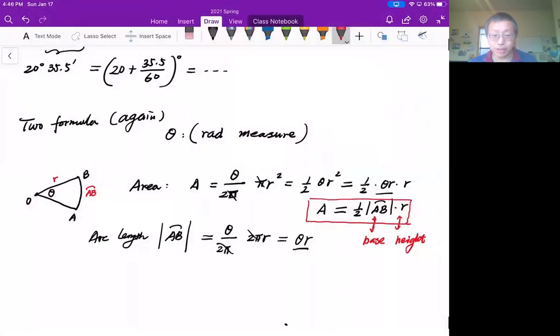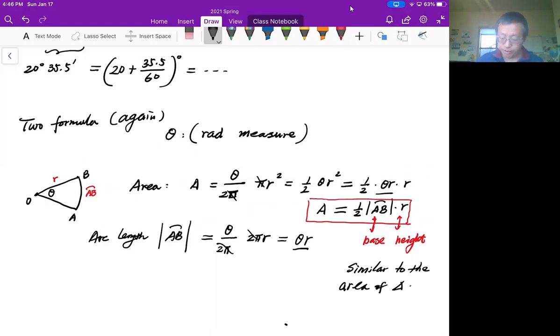All right, so that's what I just talked about. The formula is very similar to the area of a triangle, right? 1/2 times the base times the height. So that's how you memorize that.